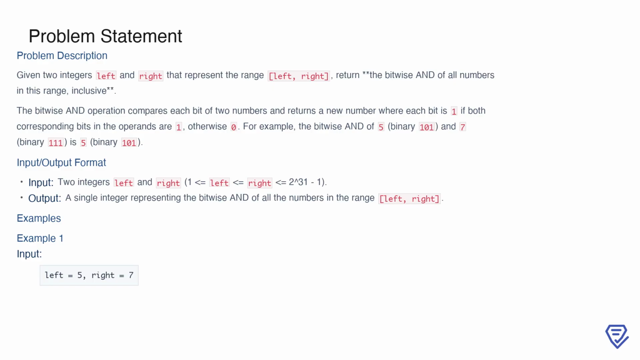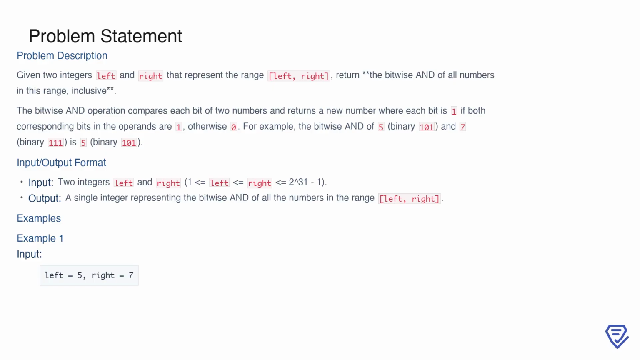The bitwise AND operation works by comparing each bit of two numbers. If both corresponding bits are 1, the result for that bit is 1, otherwise, it is 0. For example, if we perform the bitwise AND of 5, binary 101, and 7, binary 111, the result is 5, binary 101, because the first and last bits match in both numbers.